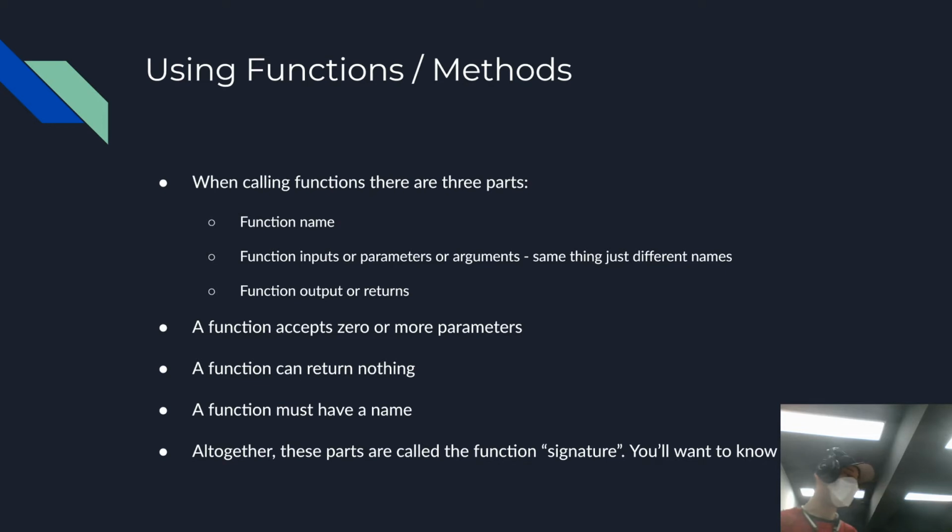When you call a function, there's three parts. One is the name of the function. Two is the inputs to the function. We also call inputs parameters or arguments. Again, these three words mean the same thing in this context. In other contexts, they're different, but for this context, they're the same thing, okay? And then the output, or what's returned by the function, okay?